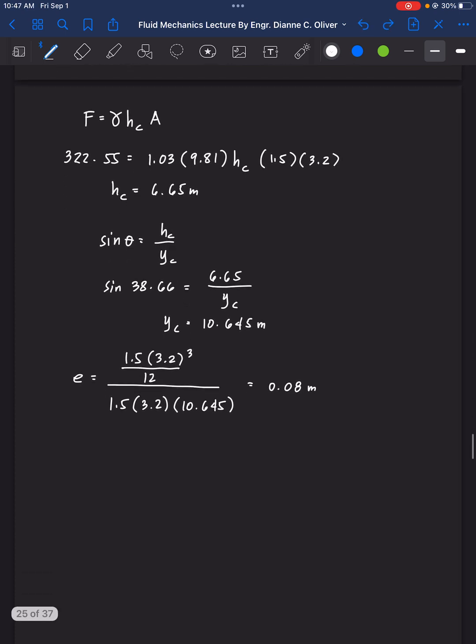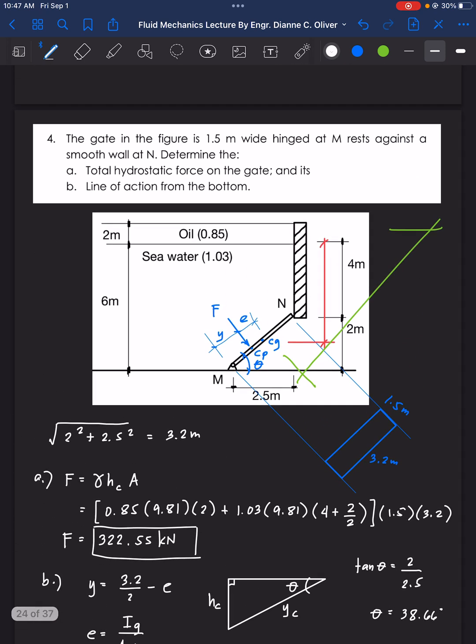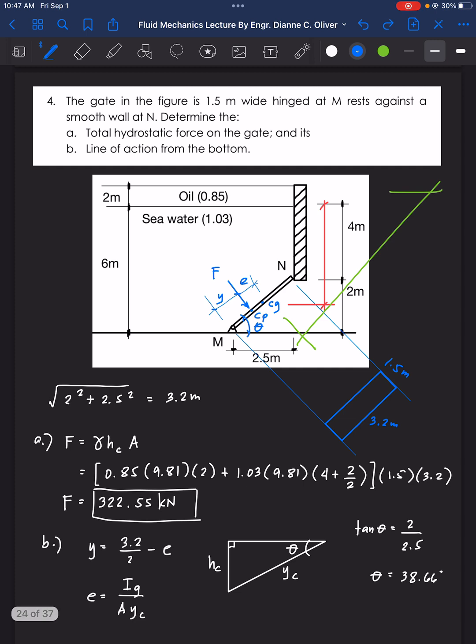So Y now is equal to 3.2 divided by 2 minus E. That is 3.2 divided by 2 minus 0.08, and that is now equal to 1.52 meters. So that 1.52 is the line of action from the bottom. So this part here. Okay, so that's example number 4.